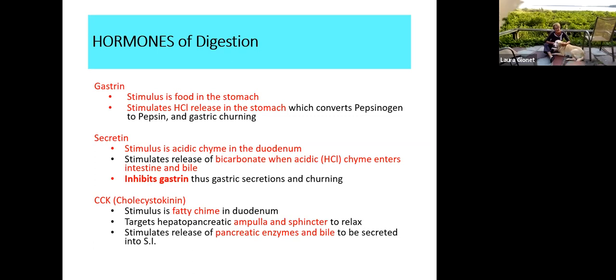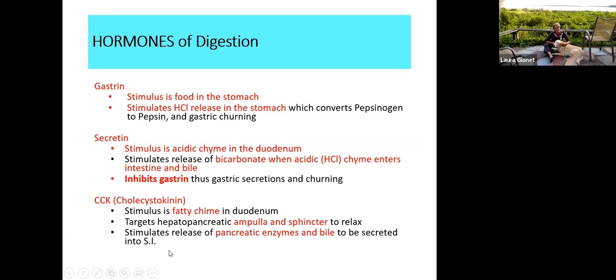And then once the pH is modified, you stop secreting secretin. If you're still eating, then we will stimulate more gastrin to be released, continue to digest what's there, and so they kind of go back and forth, stimulating and inhibiting one another, so to speak. All right, then we have CCK.